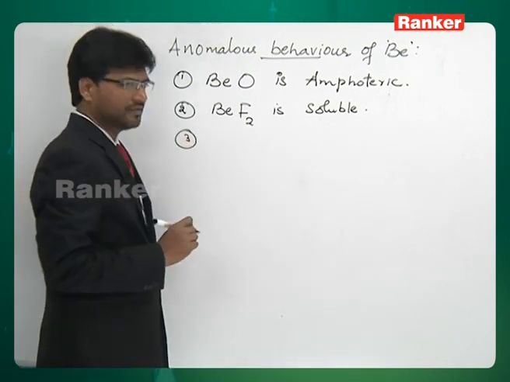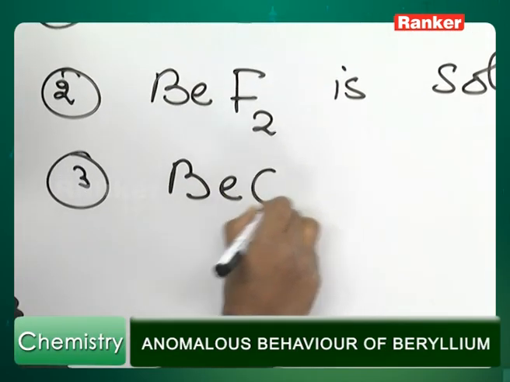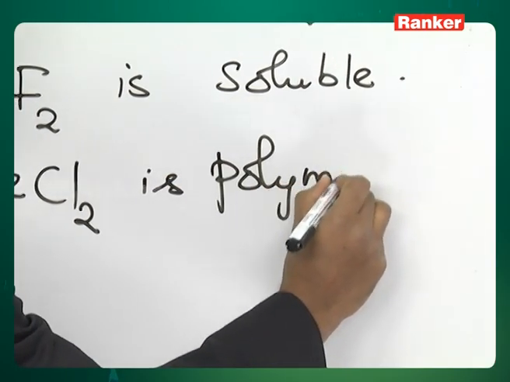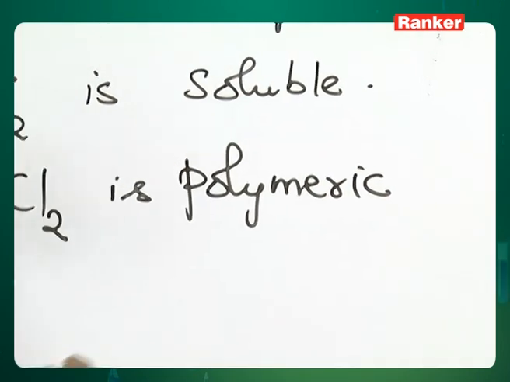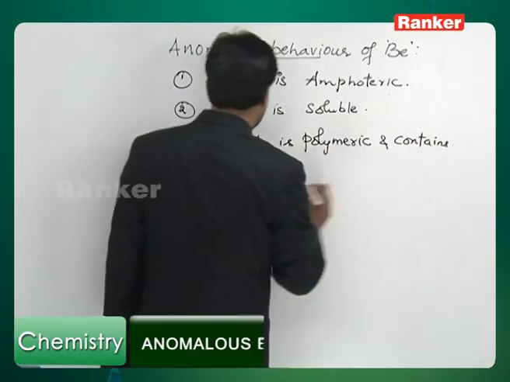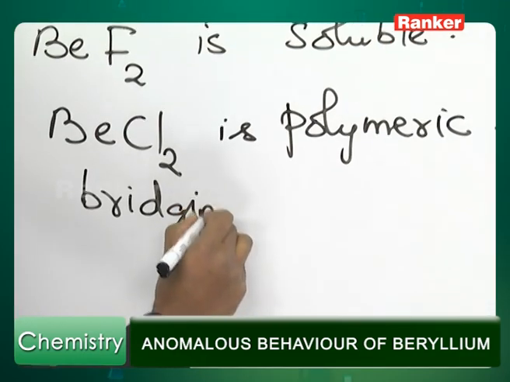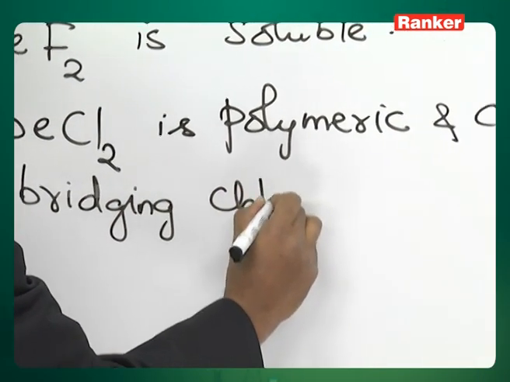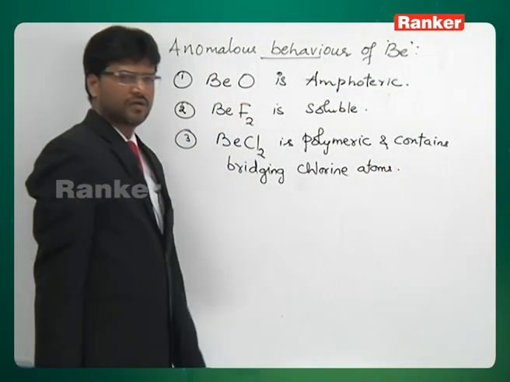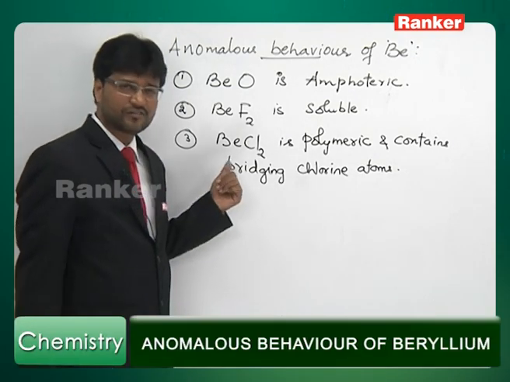Number three in the list is BeCl2 is polymeric and contains bridging chlorines. While others are predominantly ionic, beryllium chloride is covalent, predominantly covalent.